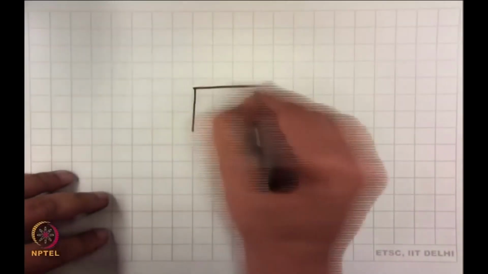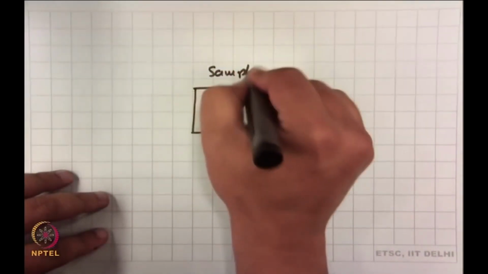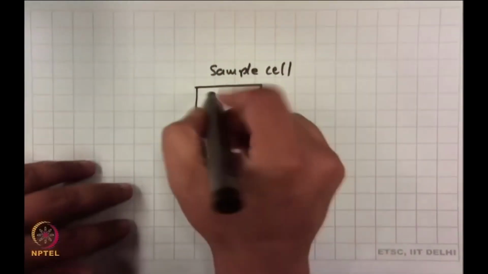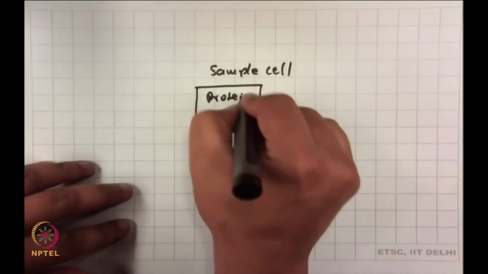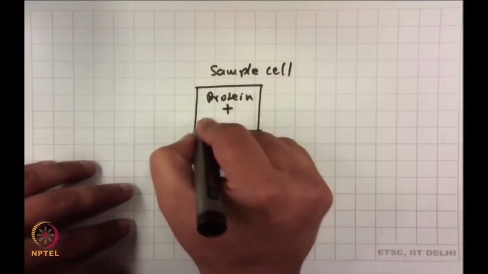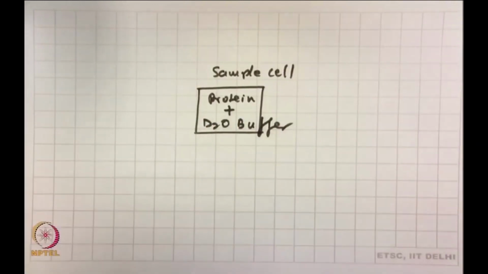So, you have a sample cell. This is your sample cell. In this what you have is your protein in buffer, but I am taking D2O buffer, I am not taking H2O buffer. I will tell you a reason for that, right. I am taking a D2O buffer. That means instead of H2O I am taking what? Heavy water, right. D2O is available.